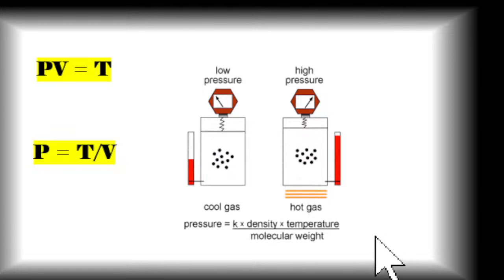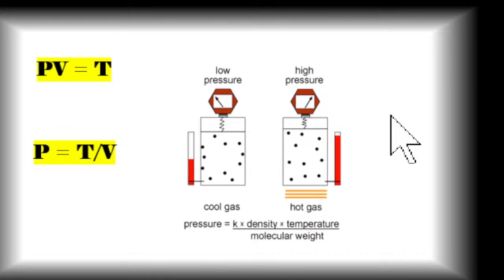And then in this case right here, they said hot gas and cool gas. See, cool gas molecules move around slow. Hot gas moves around fast. They try to show it here, but it's really not that good.